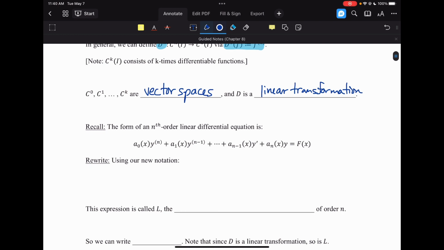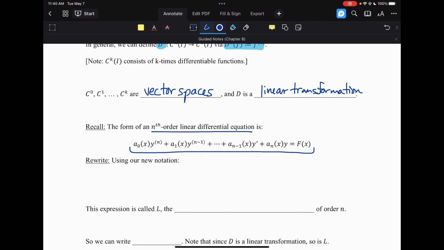Now, the general form for an nth order linear differential equation looks like this. We have a0 of x times y to the nth derivative, plus a1 of x times y to the n minus 1 derivative, etc., all the way down to a_n of x times y with no derivatives. We have second derivative, first derivative, no derivatives, equals some unknown function f of x. So this is a linear differential equation because there are no additional terms or powers applied to the y's, and it is nth order because the highest derivative being taken is n.